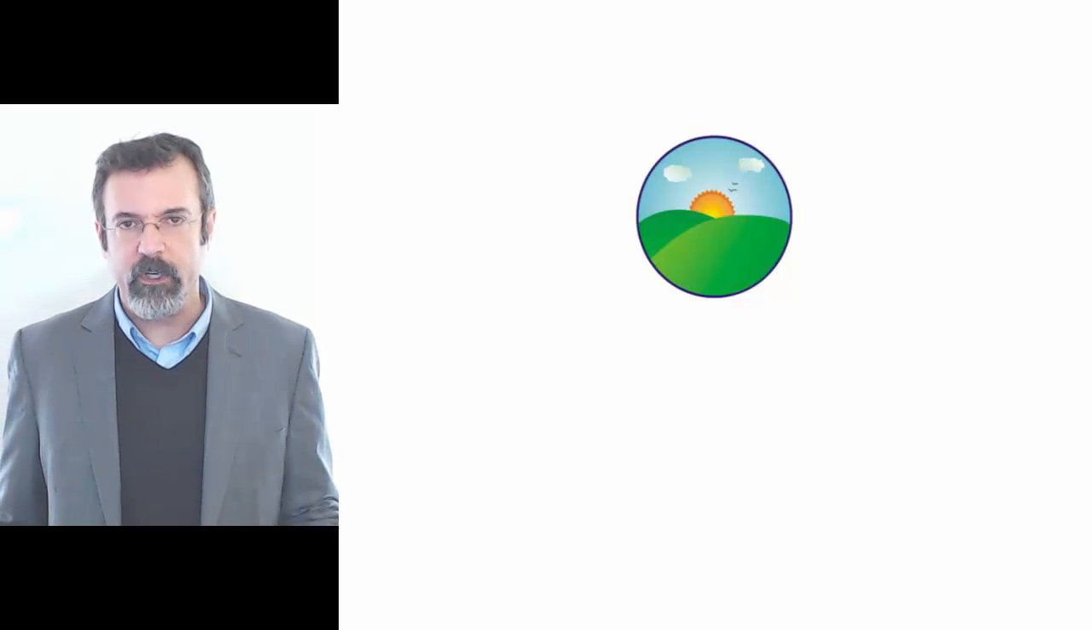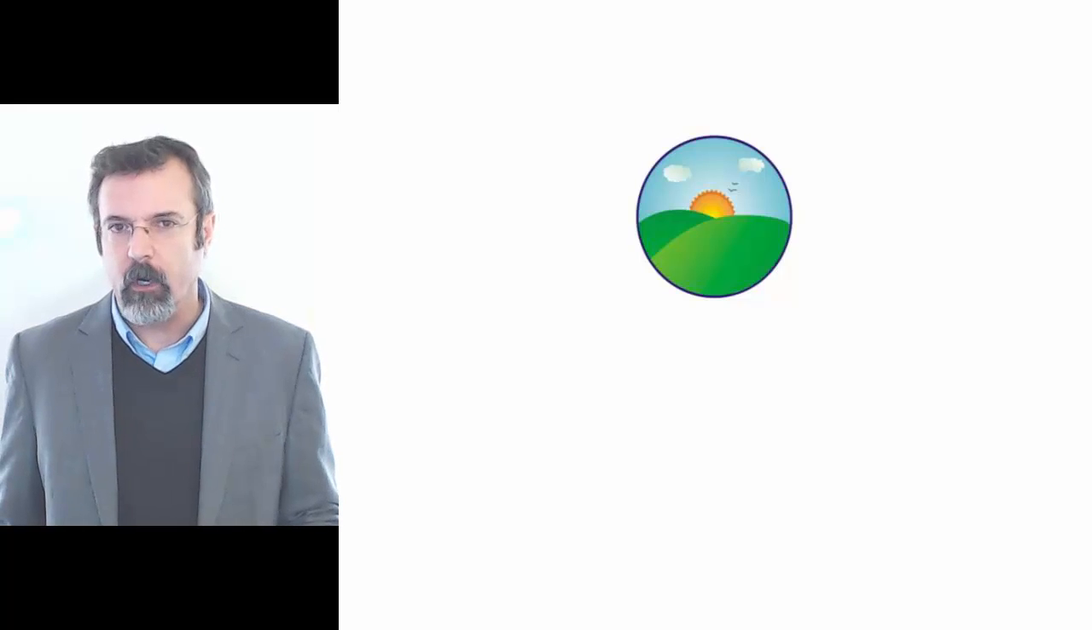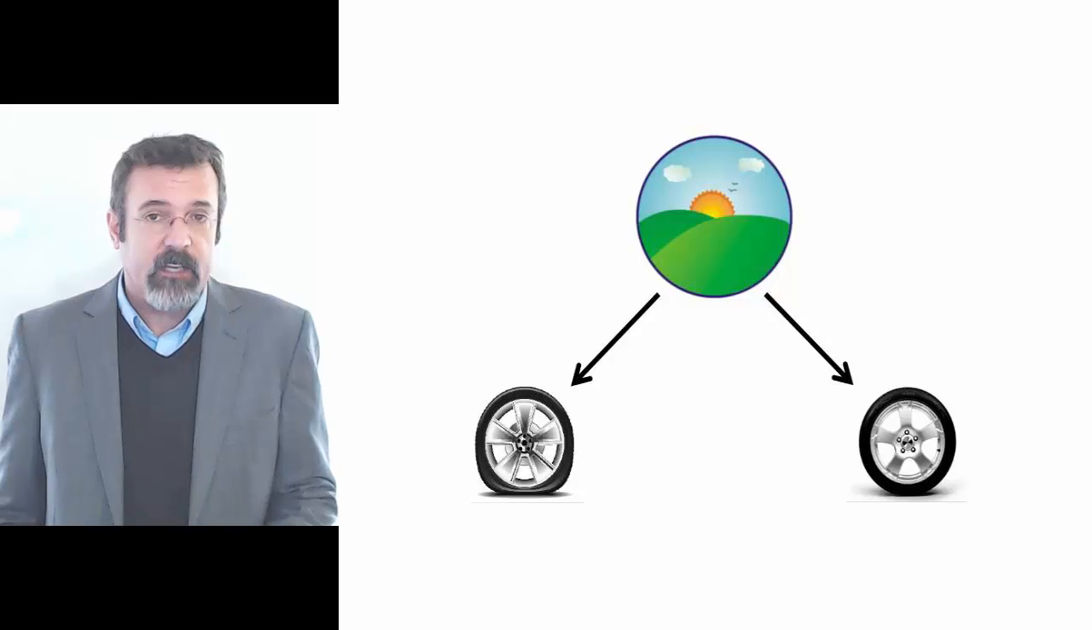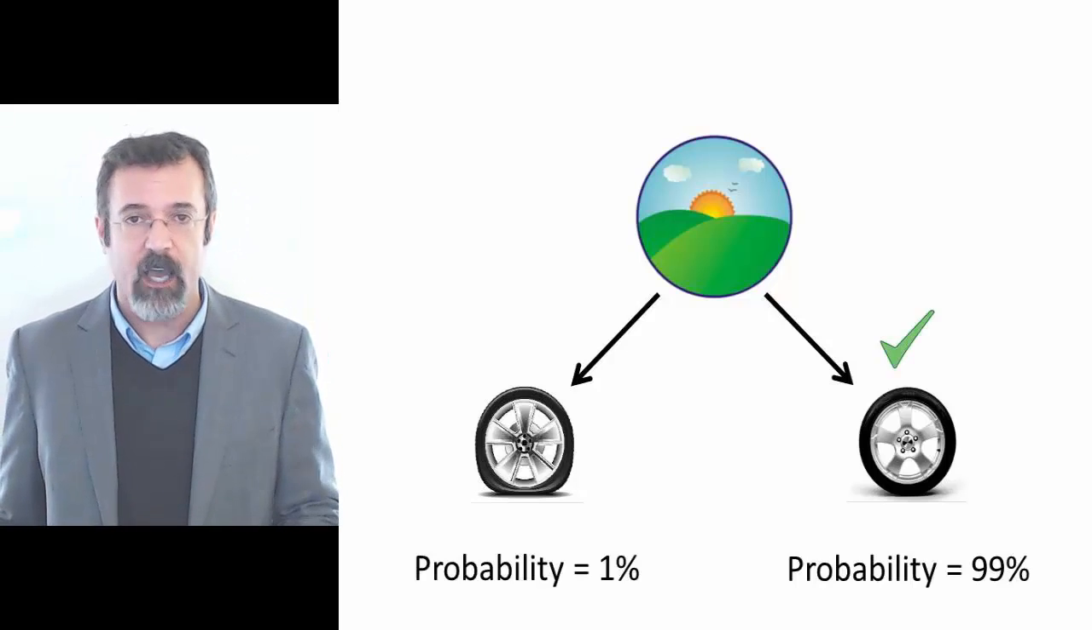Suppose you get up in the morning and look out at your car. One of two things is true. Either your car has a flat tire or it doesn't. The probability of it having a flat tire is 1%. The probability of it not having a flat tire is 99%.